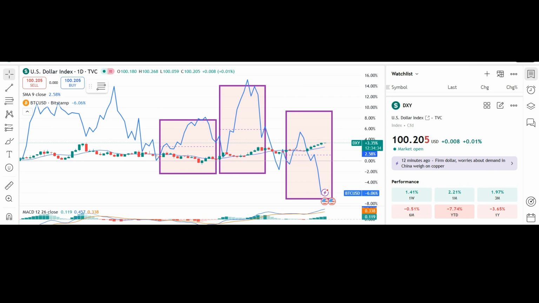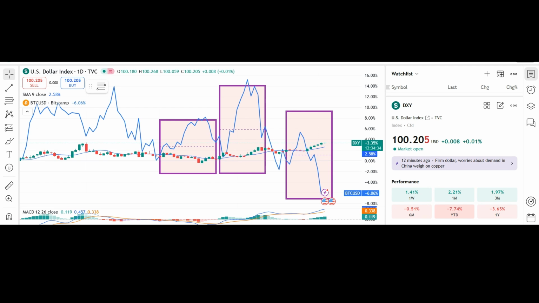Today I'm going to discuss the importance of DXY, which is the dollar index. Now, the dollar index is measuring the value of the dollar against a basket of major currencies such as euro, Canadian dollar, Japanese yen.